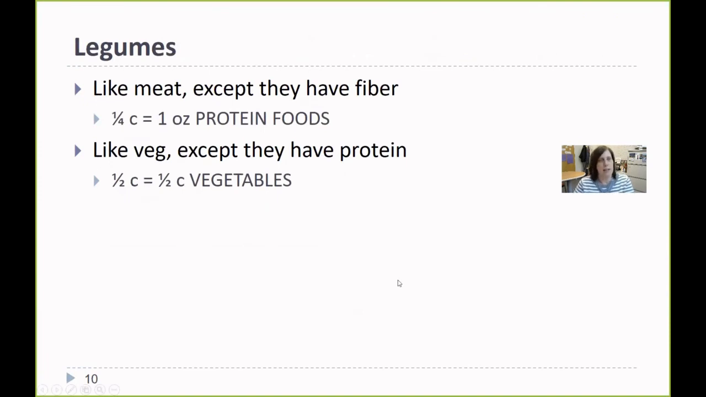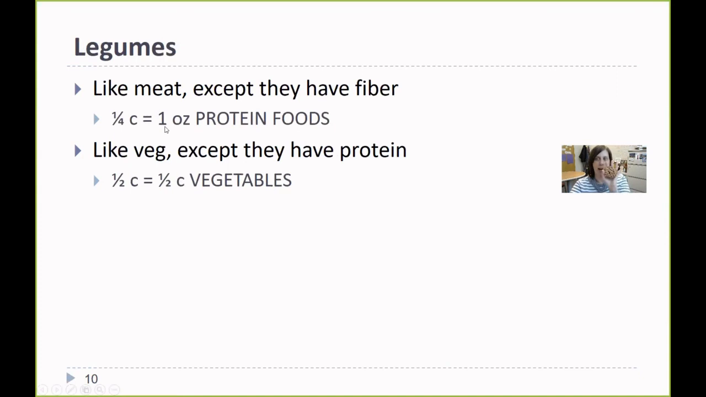So I want to make a final statement about legumes. Legumes are an interesting food because they can fit into two different food groups. They're really rich in fiber, which makes them like a vegetable, because vegetables are rich in fiber. However, they also have protein, and they're a good source of protein. And so in that way, they're like meat. So it's very interesting because you can actually count it in both.